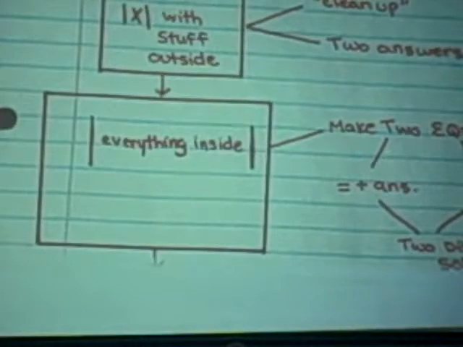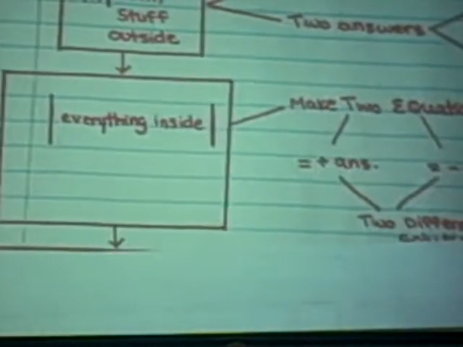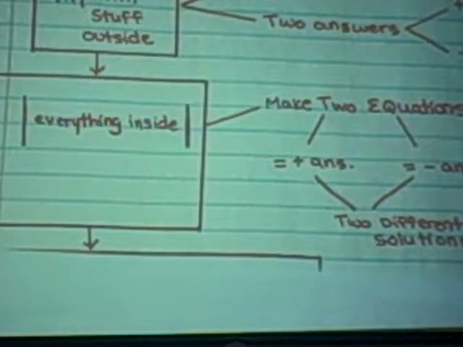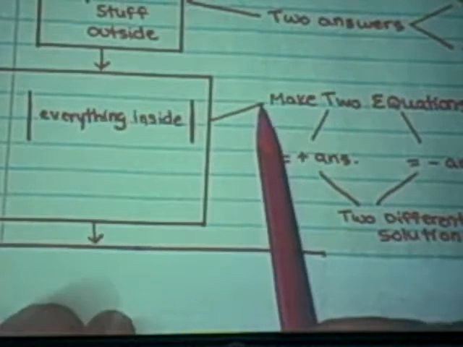The third, and this is one that is a little bit more complicated, which is why it is in a bigger box. Everything is inside the absolute value marks. I don't care if it's 3x plus 57. I don't care if it's 2x. Everything is inside the absolute value marks. There's nothing hanging. There's nothing dangling. There's nothing out there. Okay? When your equation is absolutely inside the absolute value marks, you make 2 equations.